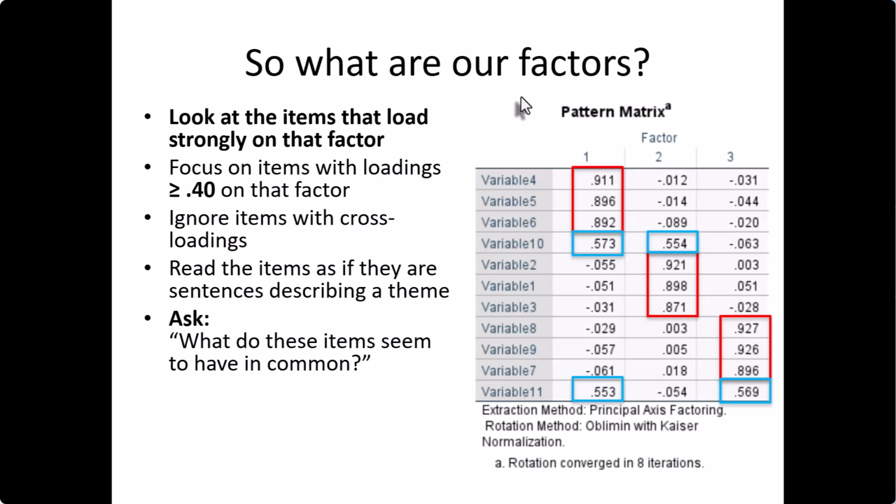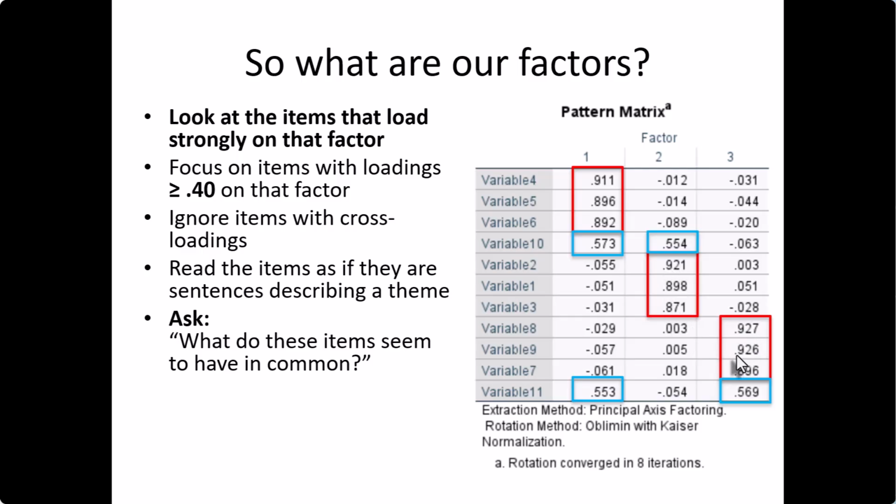So what are our factors? Look at the items that load strongly on that factor. Focus on the items with loadings greater than 0.4. Ignore items with cross loadings. Read the items as if they were sentences and describe a theme. Ask, what do these items seem to have in common? Well, we have these: 4, 5, 6, 1, 2, 3, and 7, 8, 9.